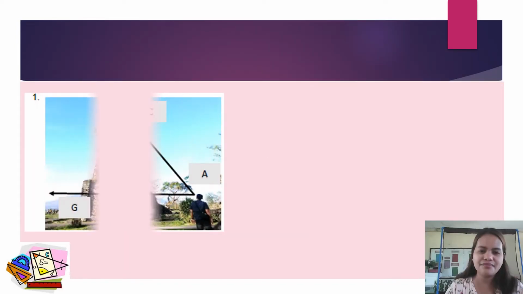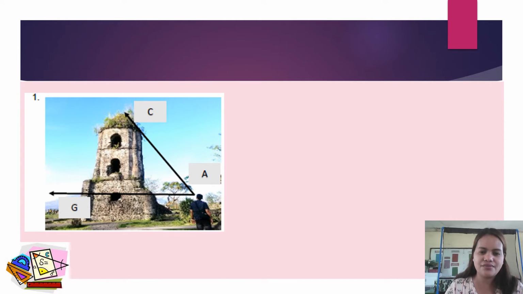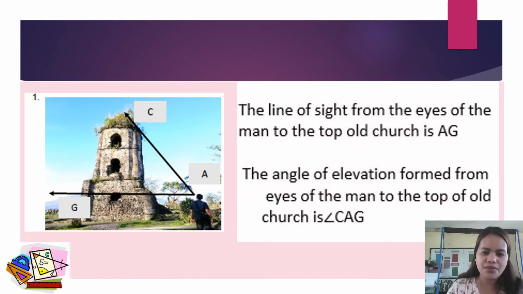Okay, next. Let us have different figures and different pictures and identify the line of sight and the angle of elevation. In the first picture, the line of sight from the eyes of the man to the top of the Old Church is AG. That is the line of sight. Then the angle of elevation formed from the eyes of the man to the top of the Old Church is angle CAG. Since the man is looking at the top of the Old Church, that is the angle of elevation.